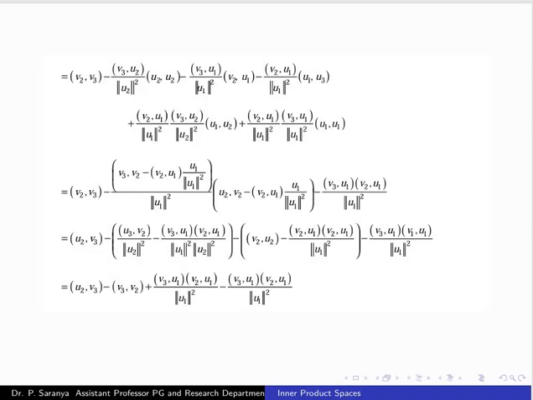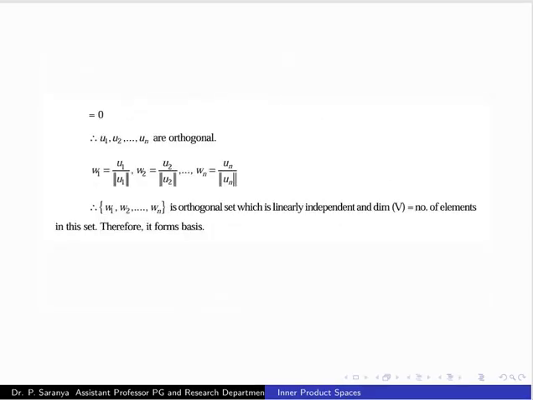Simplifying, this equals inner product of V2 comma V3 minus inner product of V3 comma V2 minus inner product of V3 comma U1 inner product of V2 comma U1 by norm U1 square, plus inner product of V3 comma U1 inner product of V2 comma U1 by norm U1 square, minus inner product of V3 comma U1 inner product of V2 comma U1 by norm U1 square, which is equal to 0. Therefore, U1, U2 up to Un are orthogonal.